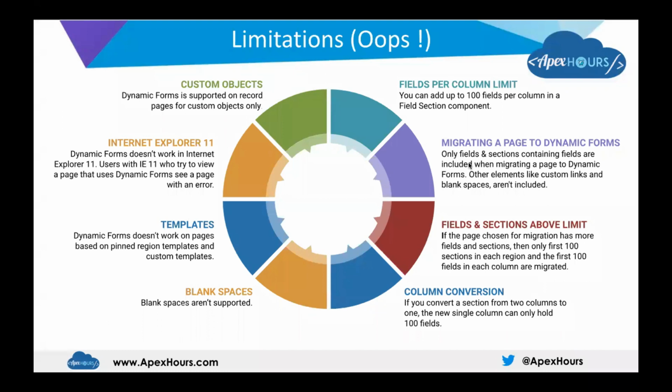Also, when you are migrating from page layout to dynamic forms, only fields and sections are included. There could be other elements on a page layout like custom links and blank spaces. They will not be migrated as they are not yet supported in dynamic forms. And also note that during migration, only the first 100 sections in each region and the first 100 fields in each column are migrated. The rest of the fields will be dropped even if they are required fields. So once you have done the migration to dynamic forms, you will need to add those fields manually.